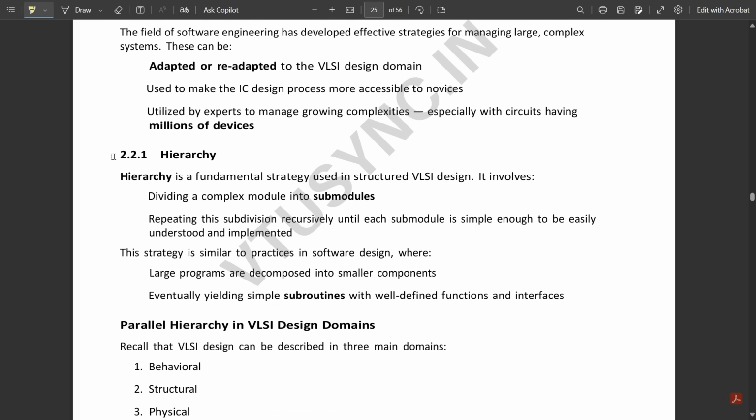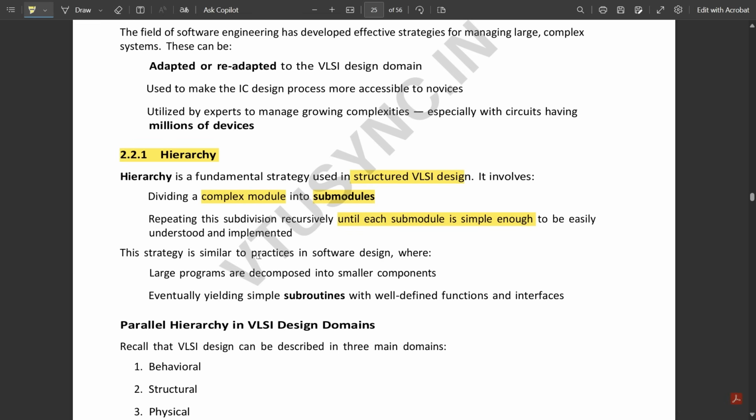The first approach is hierarchy. Hierarchy is a fundamental strategy used in the structured part of VLSI design. It involves dividing a complex module into submodules. The complexity is divided into different parts in order to fit into a chip IC, repeating this subdivision recursively until each submodule is simple enough. These submodules are again split into their own submodules, and they are split until each submodule is simple enough to be adapted. That way the division takes place.